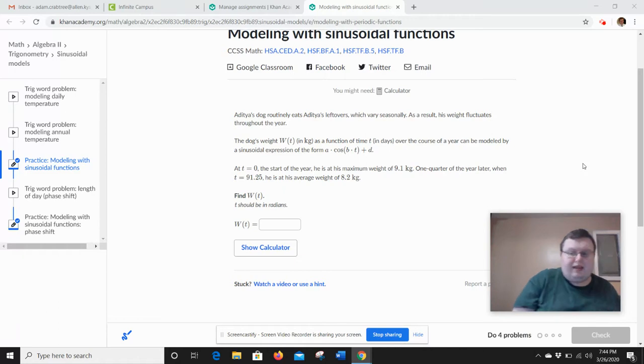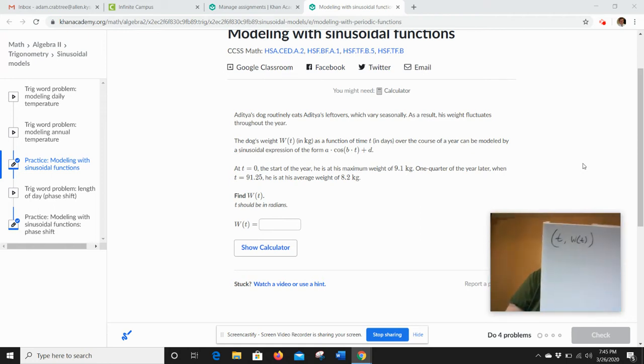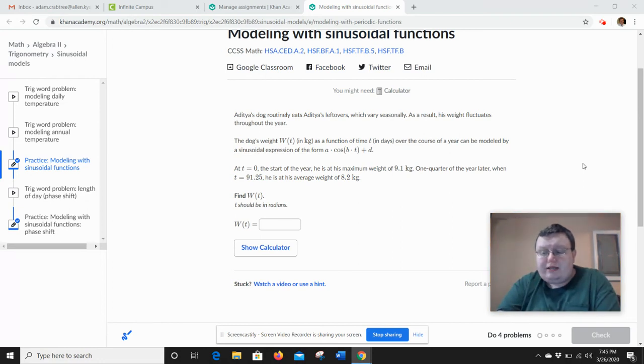So if we wanted to do that, at T equals 0, our points are going to be T, comma, W of T. Our coordinates are going to be in this form, where T is basically like our X coordinate and W of T is basically like our Y coordinate. So we're writing the points out.